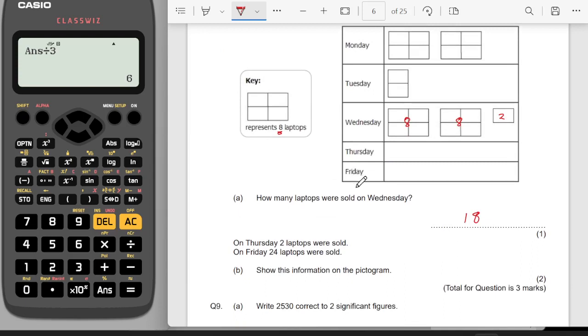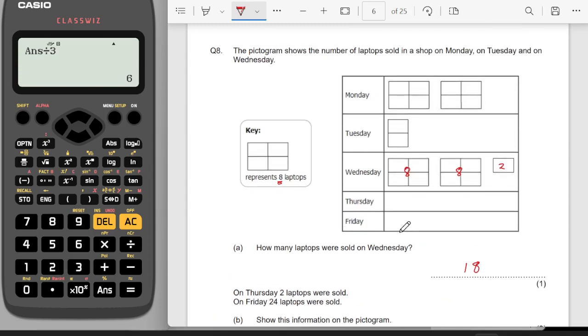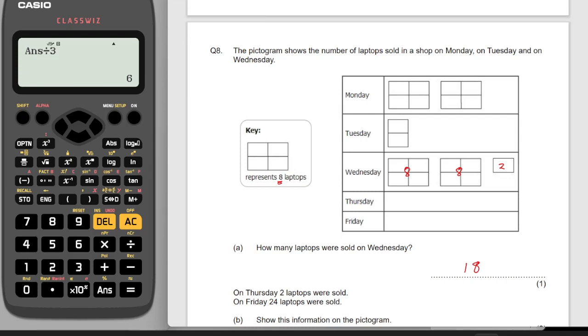The second part. On Thursday, 2 laptops were sold. On Friday, 24 were sold. Show this information on the pictogram. So we try and always keep our pictures consistent with what's already in the question. So for Thursday, I want 1 small block, and then for Friday, 24 divided by 8 is going to be equal to 3. So I want 3 full blocks.